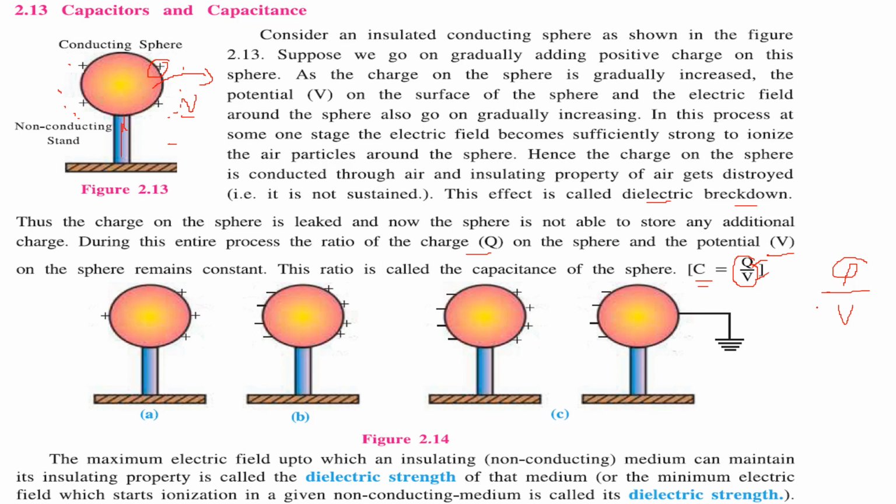It is the maximum capacity beyond which the sphere is not going to sustain the charge. The electrons will come out, or it will ionize the air molecules outside. The maximum electric field up to which an insulating, non-conducting medium can maintain its insulating property is called the dielectric strength of that medium. Or, the minimum electric field which starts ionization in a given non-conducting medium is called the dielectric strength.